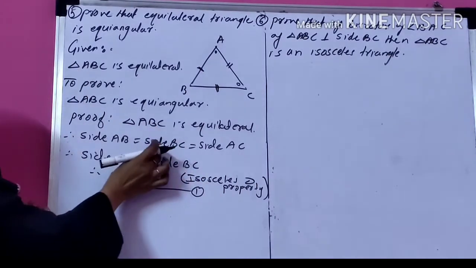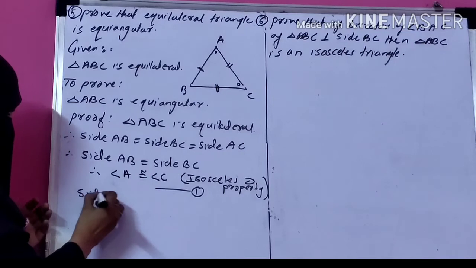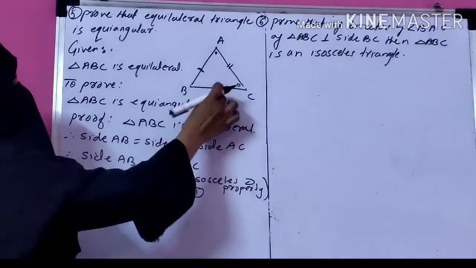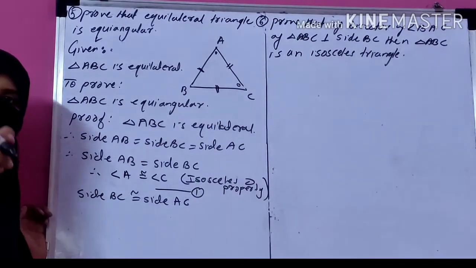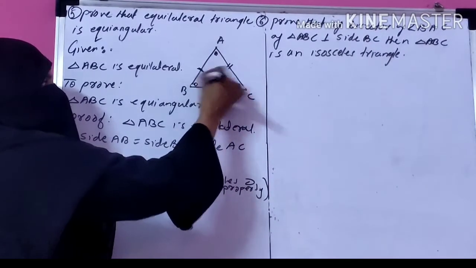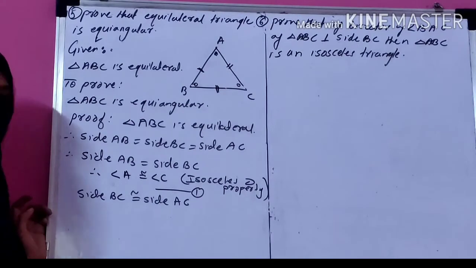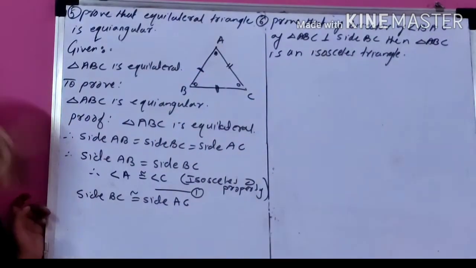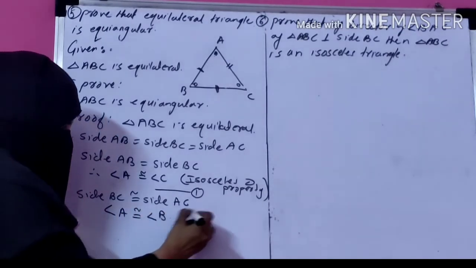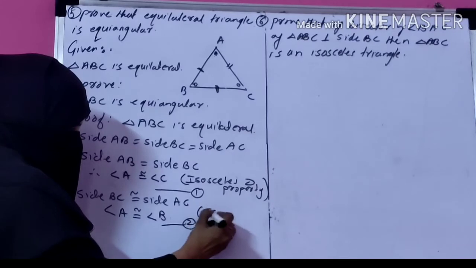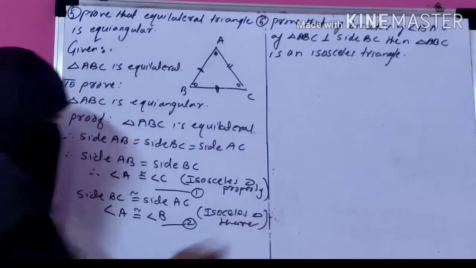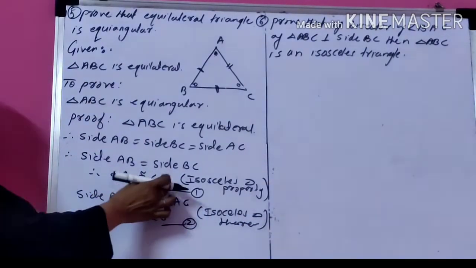Now take the pair of side BC is congruent to side AC. If BC is congruent to AC, then again the triangle is isosceles. And the angle between the congruent sides is congruent, that means equal. So here angle A is congruent to angle B by isosceles triangle theorem. So therefore angle A is congruent to angle B. Again this is number 2, isosceles triangle theorem.